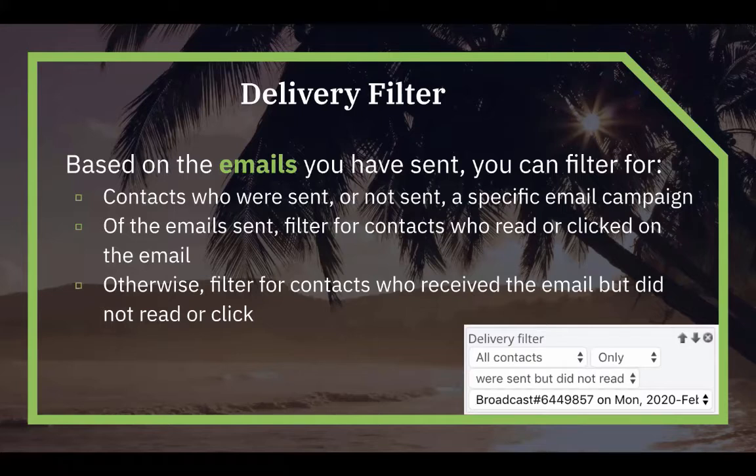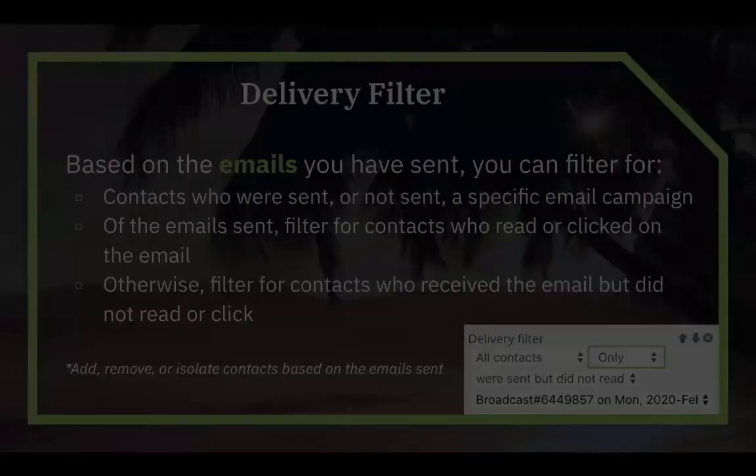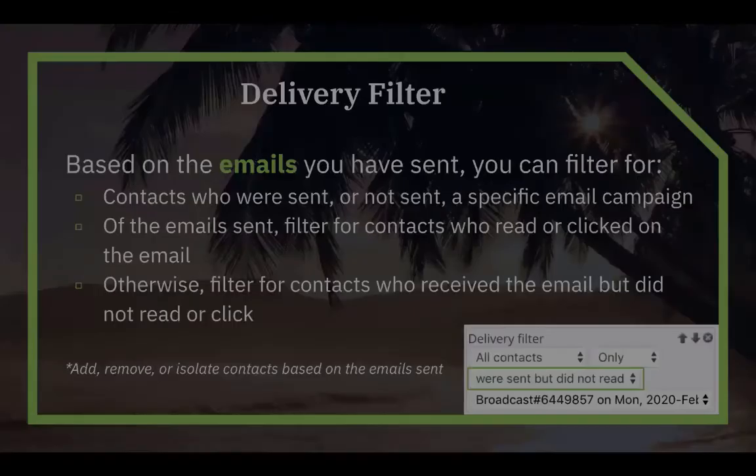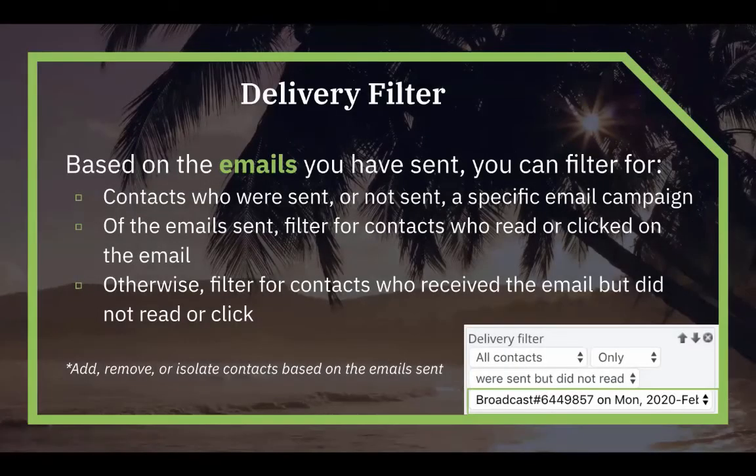So it works pretty similar to the first one, where you identify the type of contacts. Then if you want to add, remove, or isolate them from the list, identify the action that the contact did or did not take, and then define the broadcast that you are referring to and want to filter for.